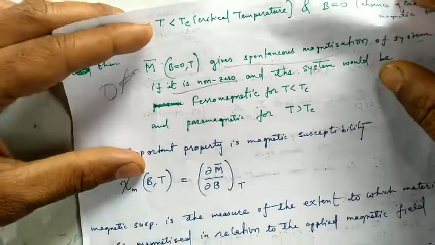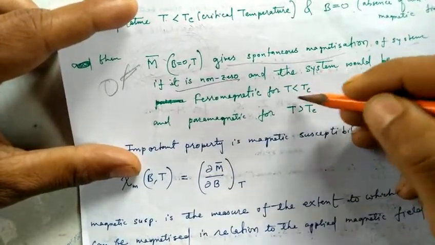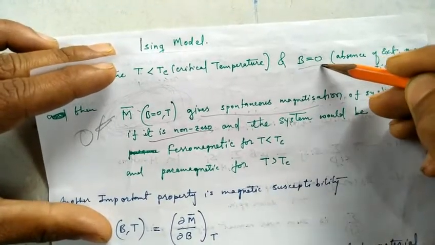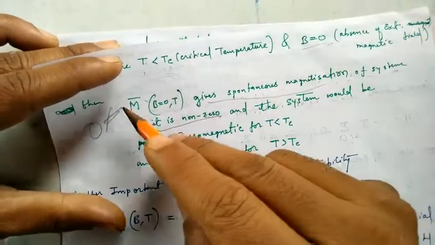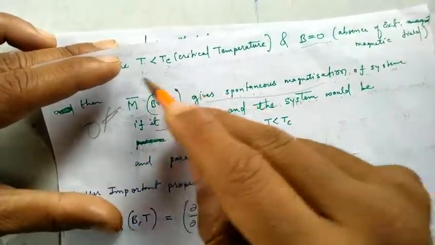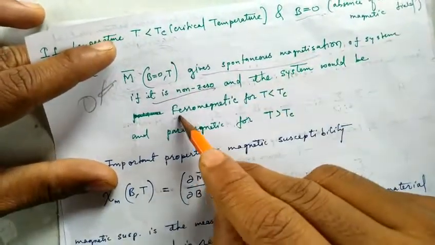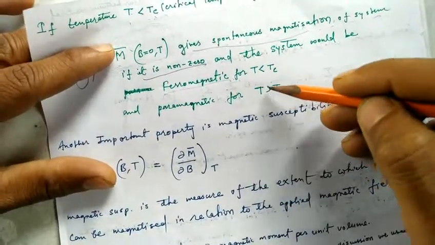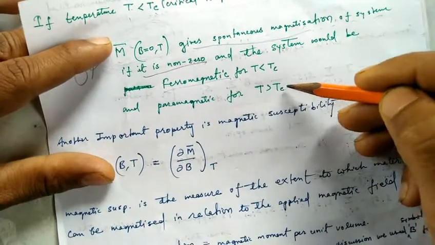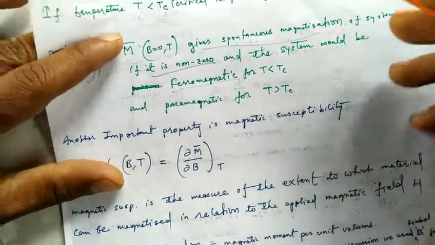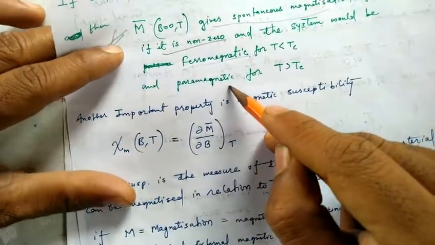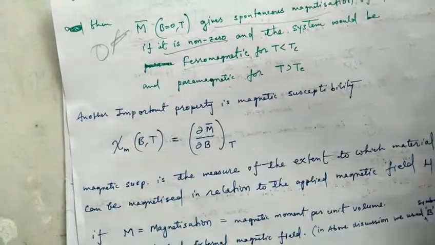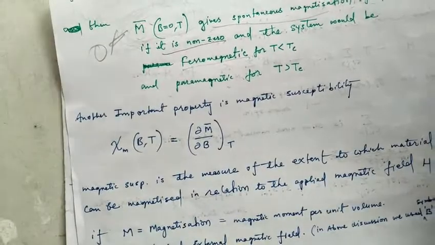So that means if the temperature is less than the critical temperature, and there is no external magnetic field, and even then there is some magnetization in the substance, that means the substance is a ferromagnetic substance. And if your temperature is greater than the critical temperature, then that simply will change to the paramagnetic behavior, and there won't be any spontaneous magnetization. Okay friends.